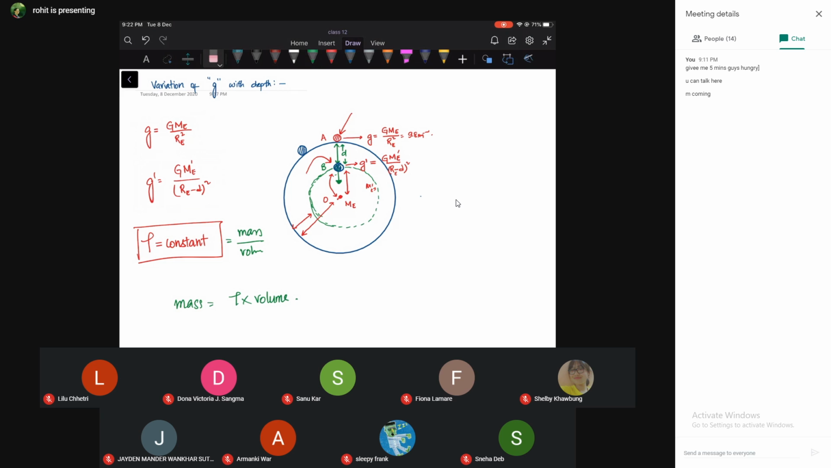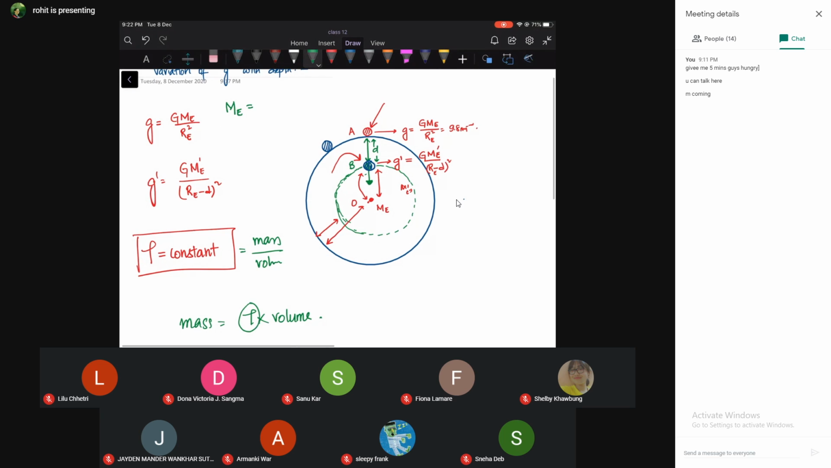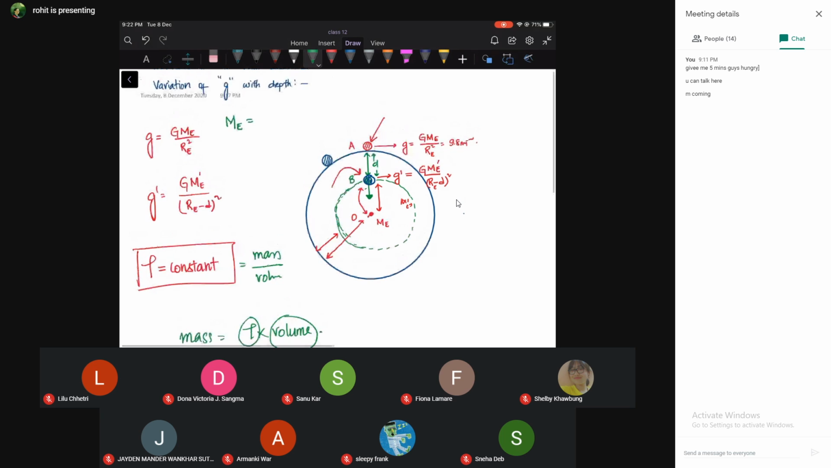So if I want to write Me, the mass of the earth, I have to multiply the density of the earth and the volume of the earth. The density of the earth I've already taken to be rho, constant everywhere. The volume of the earth is 4 by 3 pi radius cube. This is the volume of any spherical shape, so that is what I'm going to use here.